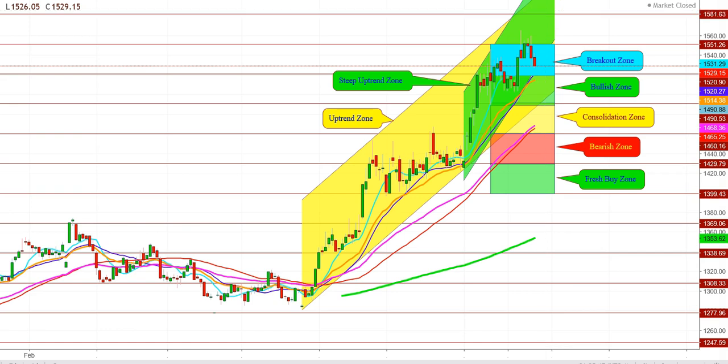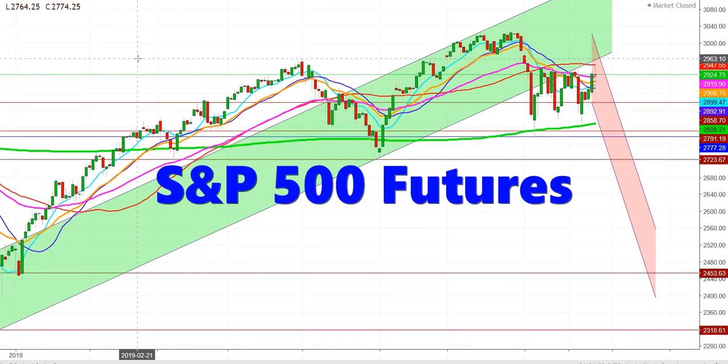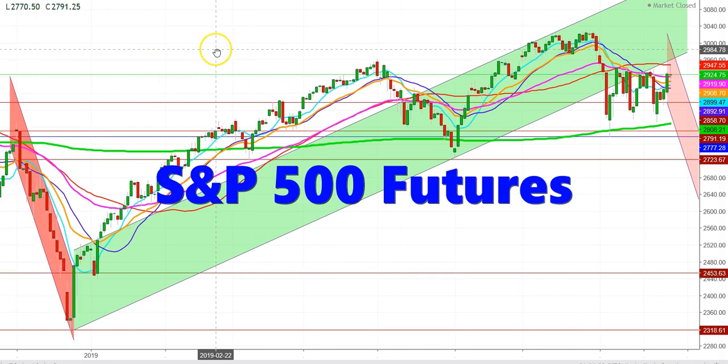So friends, now let us check the movements of S&P 500 futures before moving up to S&P 500. So here you can see the movements of S&P 500 futures in a daily time frame. This is a daily chart of S&P 500 futures.